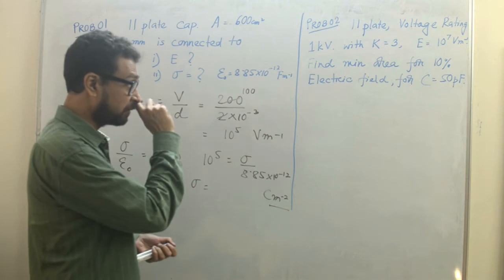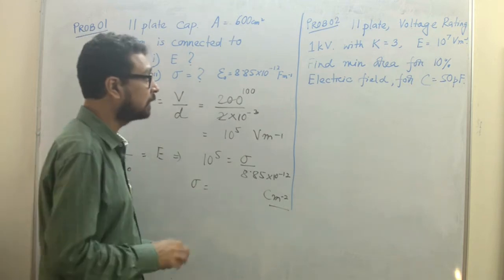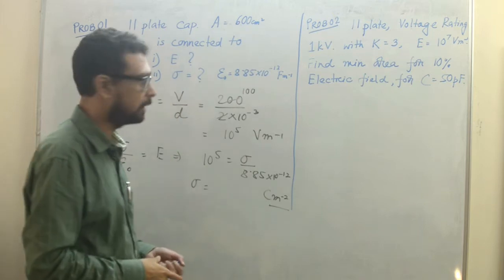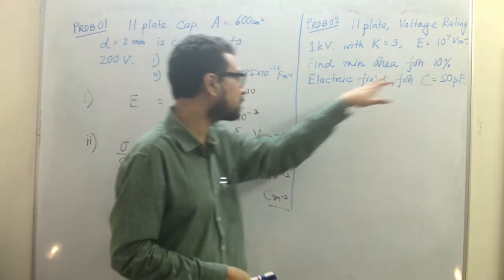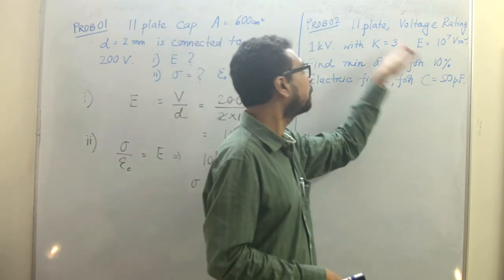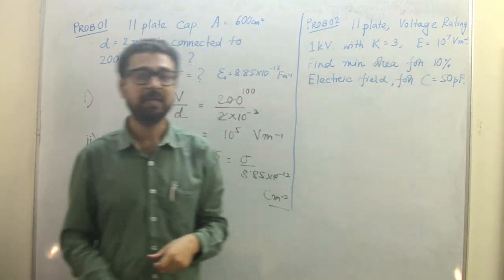They have asked us a very interesting thing. What is that? They have asked us to find the minimum area for this parallel plate so that 10% of the electric field is working and the capacitance of such a parallel plate capacitor is 50 picofarad.